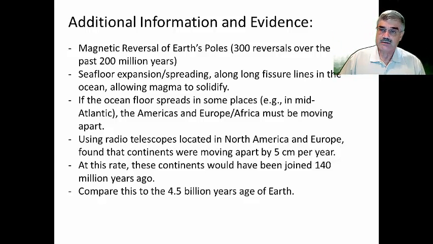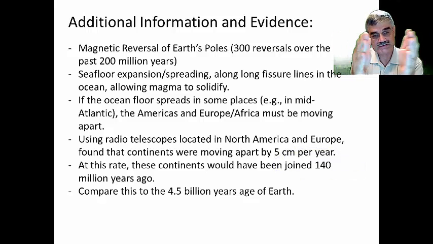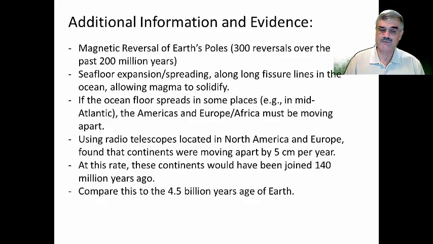Now, at this rate, this is not very fast. 5 centimeters is like a couple of inches. It's not a very fast movement of the two continents away from each other, but over a long period of time, you could extrapolate back and say that maybe 140 million years ago, the Americas and Europe and Africa, maybe these continents were together. Now, 140 million years is a long, long time, but if you compare that to the best estimates of the age of planet Earth of 4.6 billion years, you can see that 140 million is not so long.